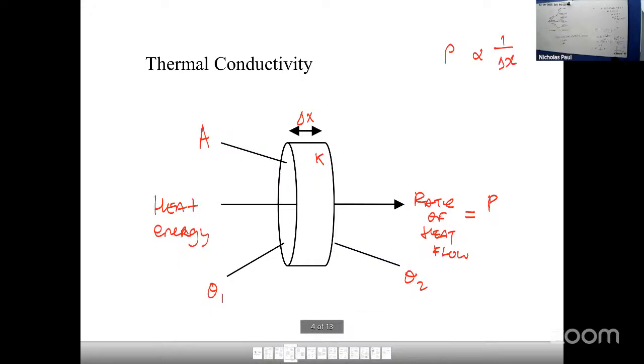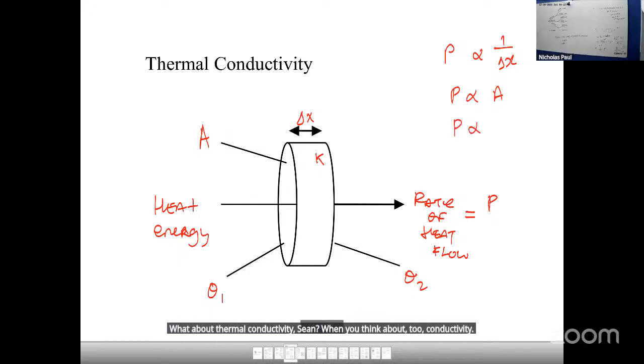What about the area? What do you think, Joseph? Directly related. We have a big area. Will it flow faster? They're taken closely. Yeah. So you think directly. What about thermal conductivity, Sharon? What do you think about thermal conductivity? Remember, thermal conductivity, was it a good conductor or bad?